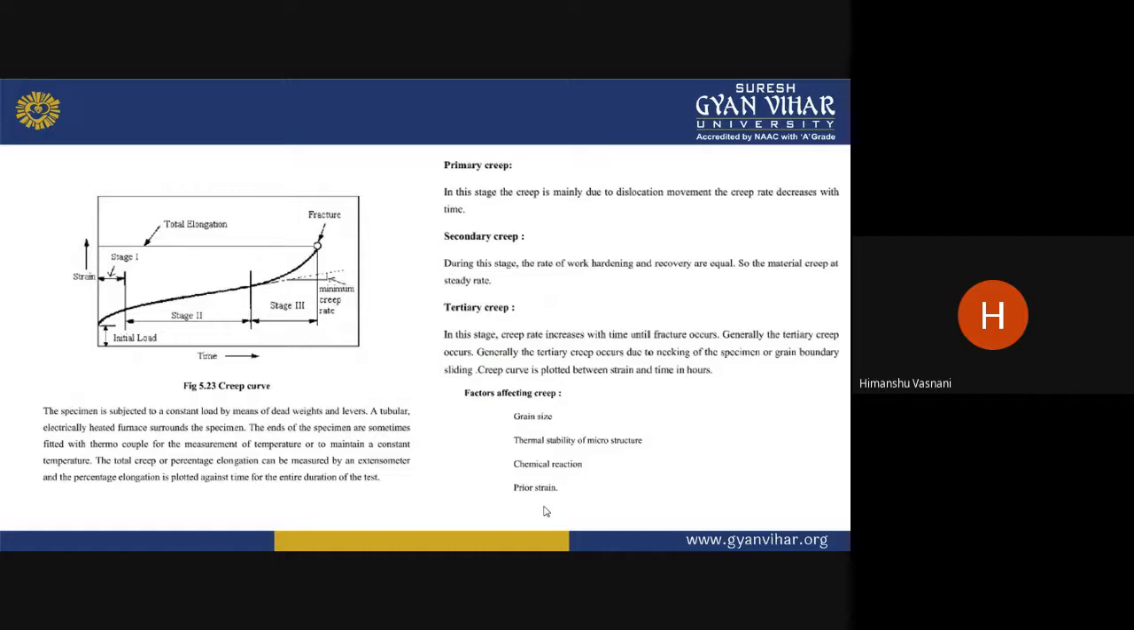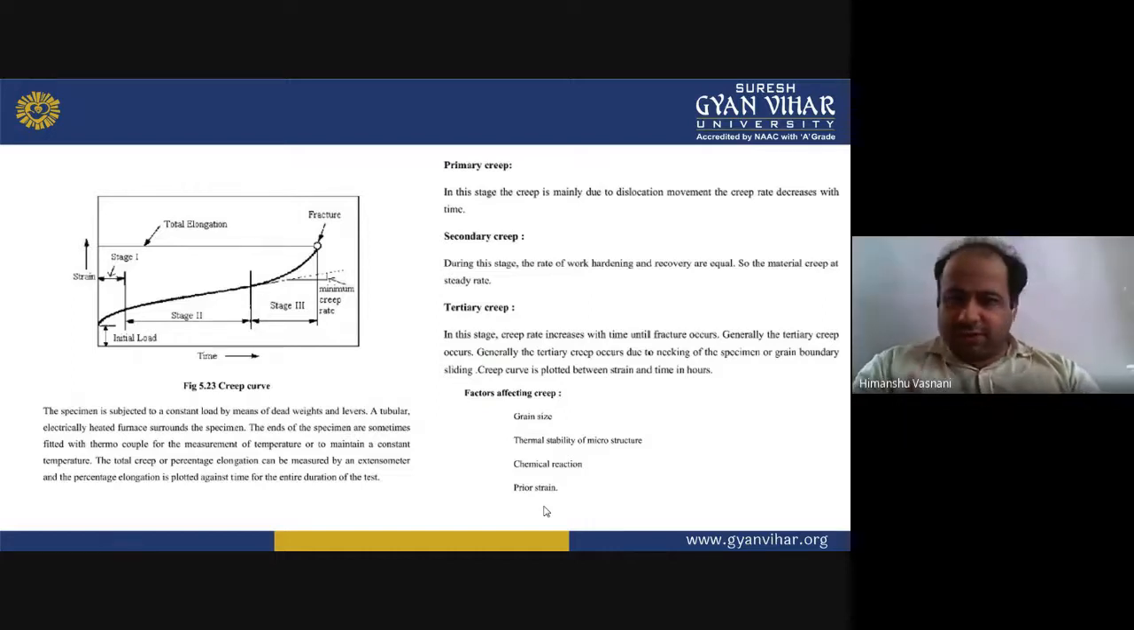This is the longest stage, and you can see this in the graph also, stage 2. During this stage, the rate of work hardening and recovery are equal, so the material creeps at a steady rate. Now the tertiary creep, the third stage: in this stage, the creep rate increases with time until fracture occurs. Generally the tertiary creep occurs due to the necking of the specimen or grain boundary sliding.